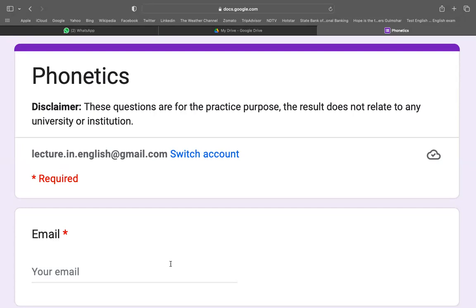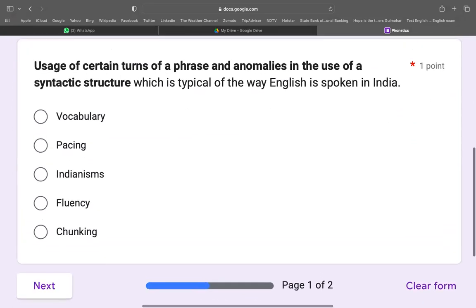So this is the Google Form link of phonetics, in which we find a variety of questions. This particular subject is for +3 second year third semester students, whose exam is going to be held on 13th March 2023. So let's proceed with the test and see whether your teacher who prepared these questions will be able to do it or not. Well, it's phonetics. Let me start with my email ID, lecture.in.english@gmail.com. Okay, so this is the email ID. Now, let's proceed with the first question.